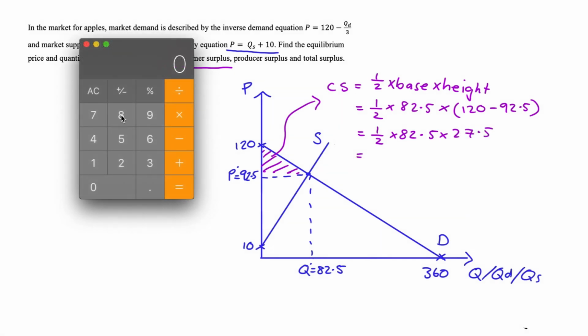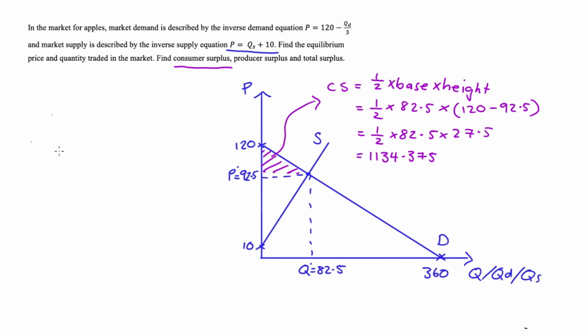I'll get my calculator, 82.5 times 27.5 times a half, which is 0.5. 1134.375. Now our producer surplus is going to be the area above our supply curve, below the price. This again is just a triangle. So we use half times base times height again. Now the base, I can just use this measurement again, 82.5. Now the height is this distance here, which is just 92.5 take away 10. So I'm not going to write it all out because that's hopefully pretty clearly 82.5. 92.5 take away 10, that's this distance.